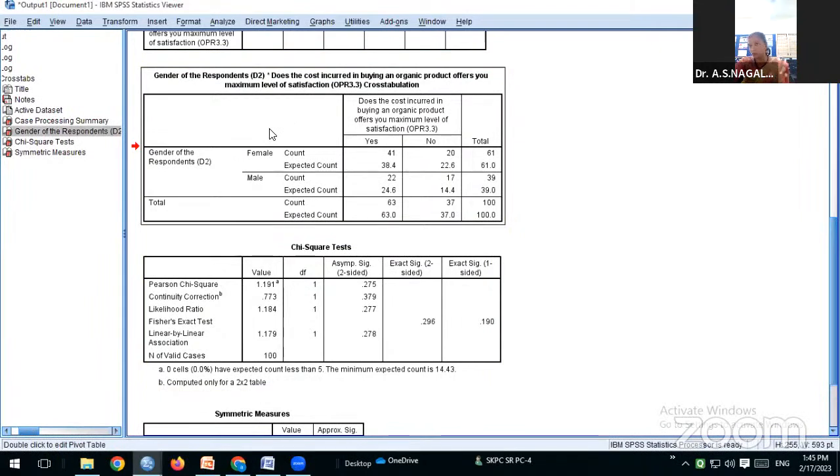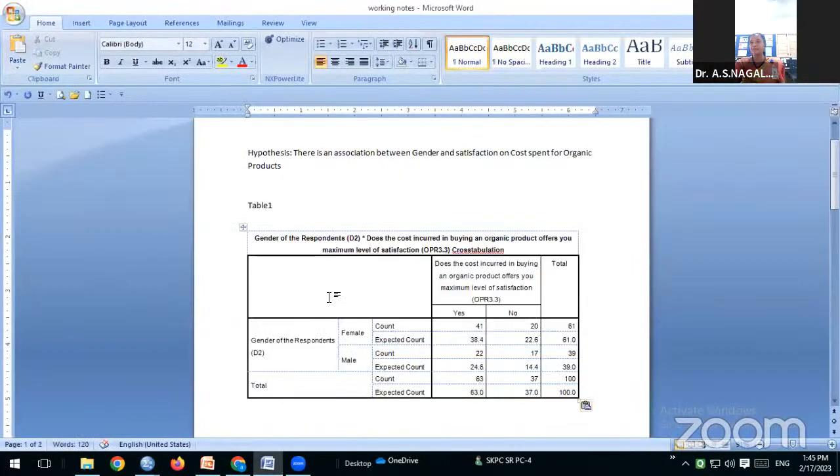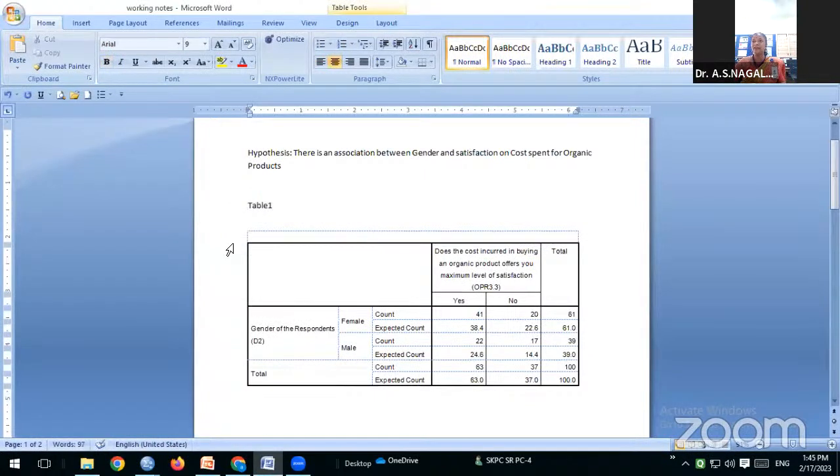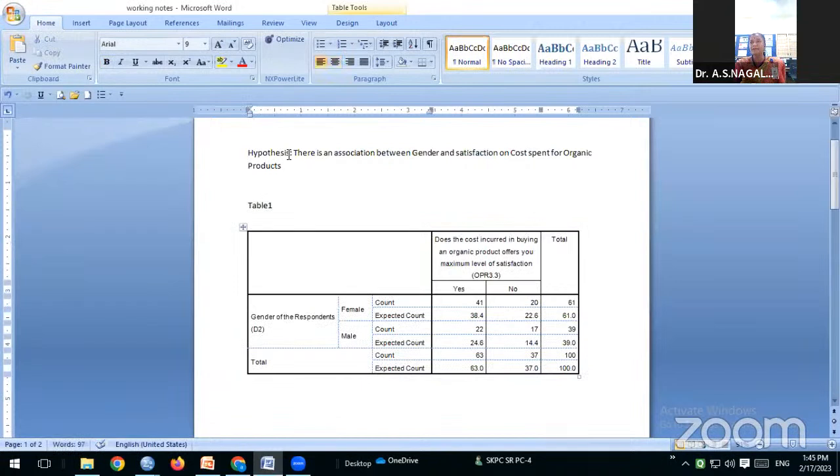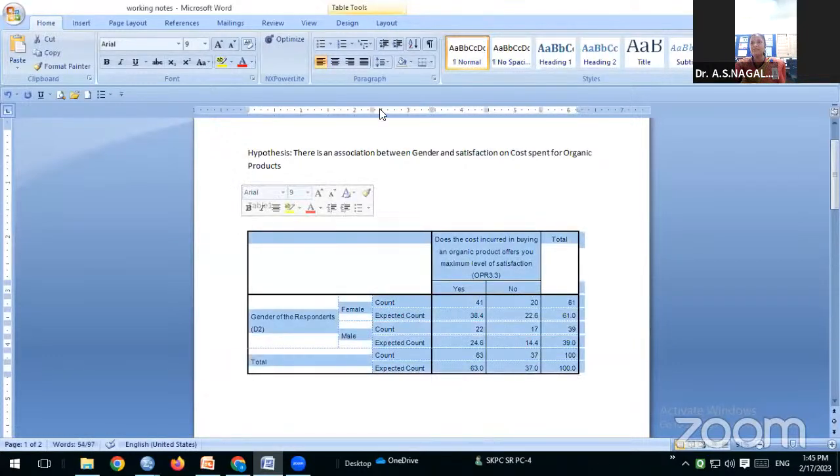Okay, so this is how you will take the interpretation. You'll take only these two boxes. Number one, this box will go for copy and paste in Word. I have mentioned it as Table 1. In the same way, I don't want this top one, so I will delete it. And I have mentioned here the hypothesis: there is an association between gender and satisfaction with the cost spent on organic products. Okay, so here I will fix this.